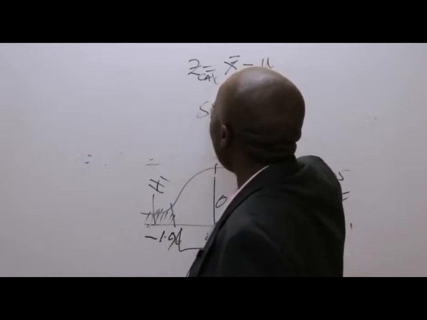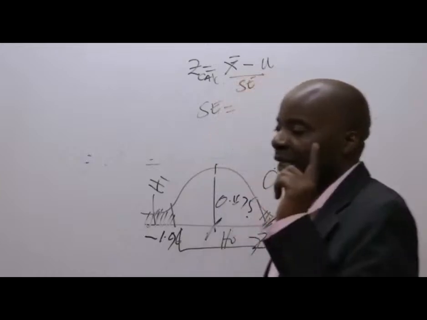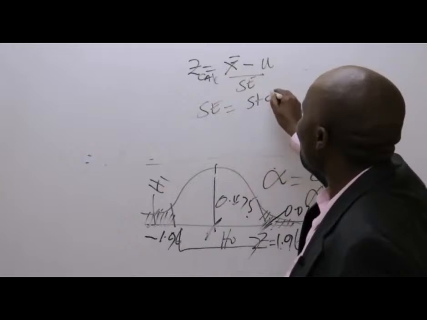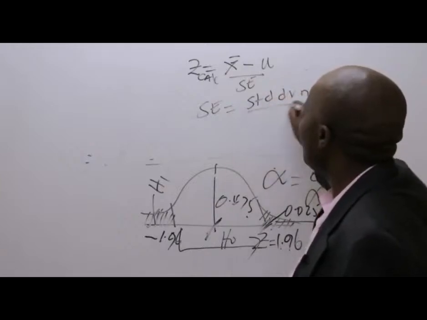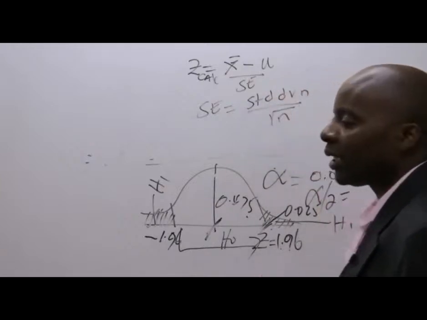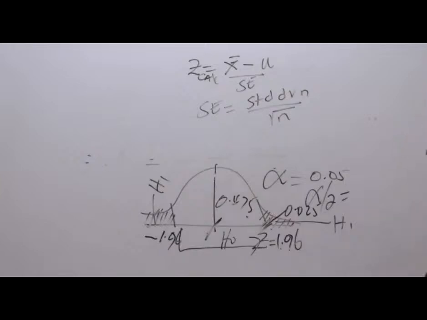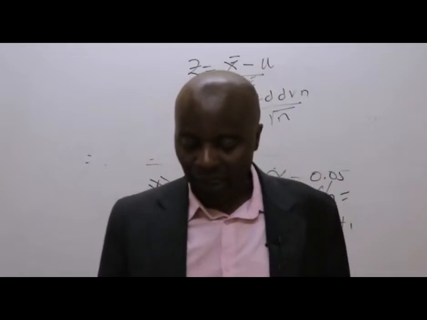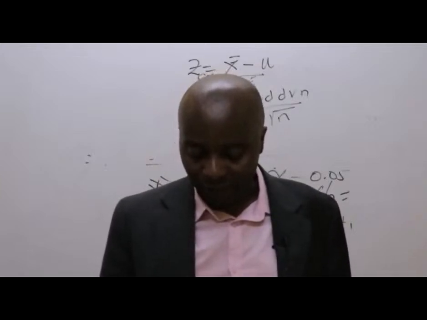And don't forget that to get the standard error for a single mean, normally what we do is to take the standard deviation given and divide it by the square root of n. Could you kindly calculate that for me and then give me an answer? Tell me what do we have there.